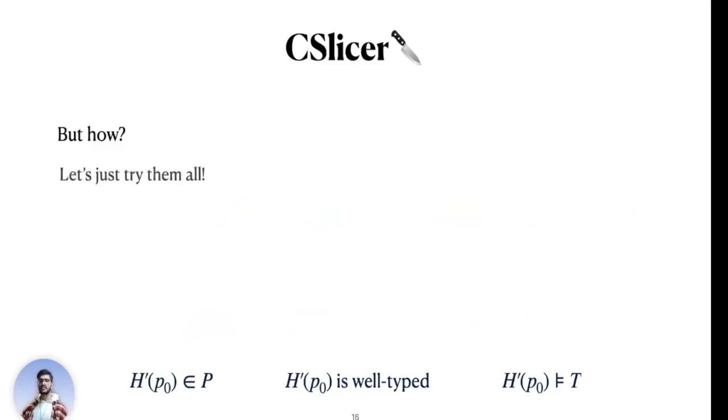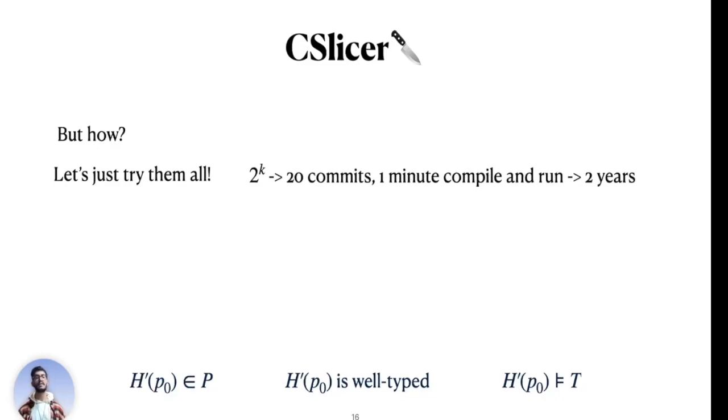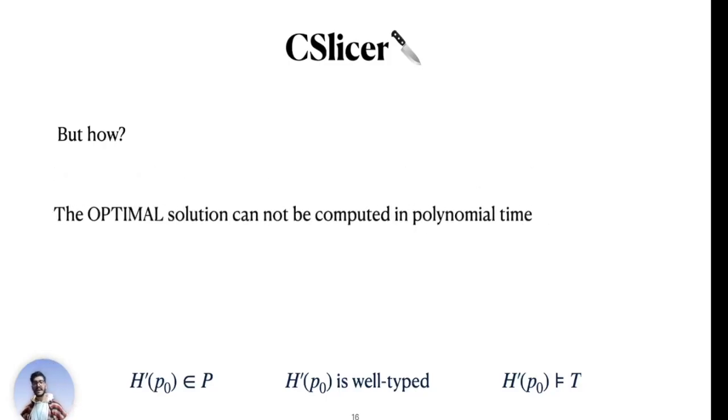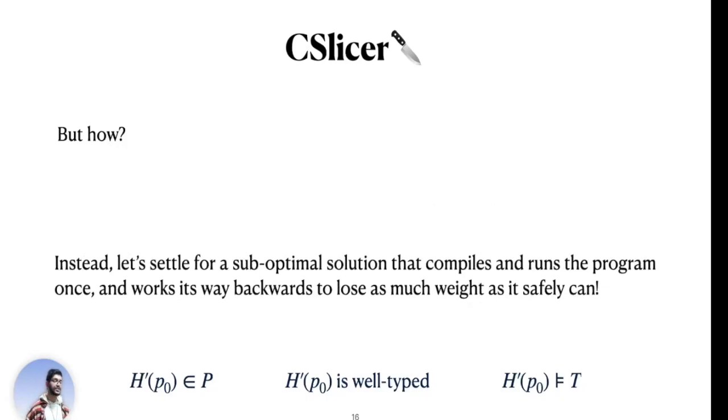Okay, so how? The brute force version is to just try every combination of the commits, which will give us 2 to the power of k different programs. And for 20 commits, 1 minute for each compilation, we will have 2 years. So that's not really an option. As a matter of fact, the optimal solution is proved to be NP complete. It cannot be computed in polynomial time. That's why the authors suggest that we settle for a suboptimal option. It basically will use the final version and try to go back and drop every commit that isn't necessary for our functionality. How does it work though?